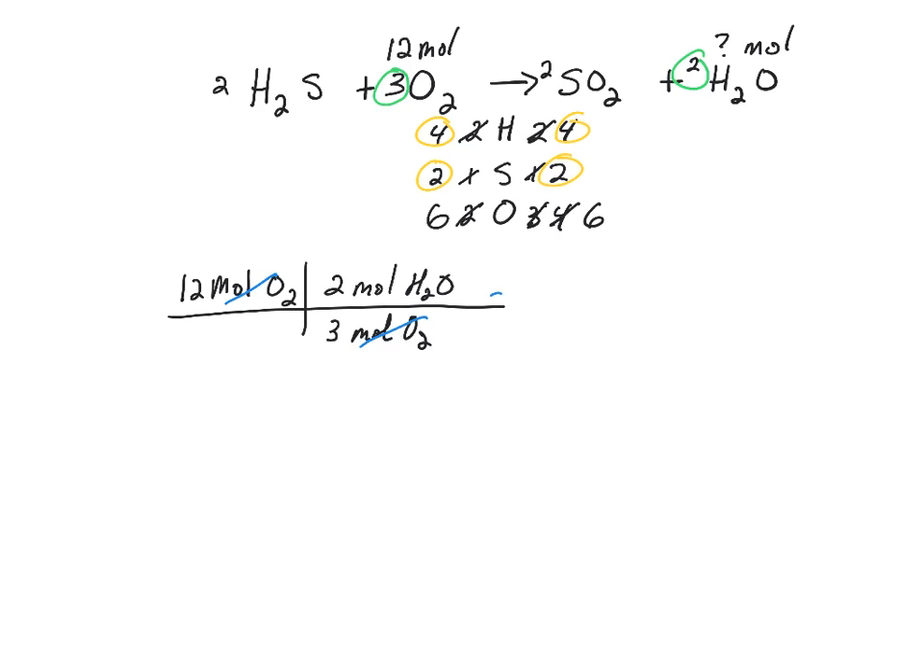So all I have to do is put this in the calculator, and that's easy to do just in your head. But let's put it in a calculator because we've got to divide by the 3. So I've got 12 times 2 divided by 3. And that gives me 8. So there'll be 8 moles of water produced in this reaction.